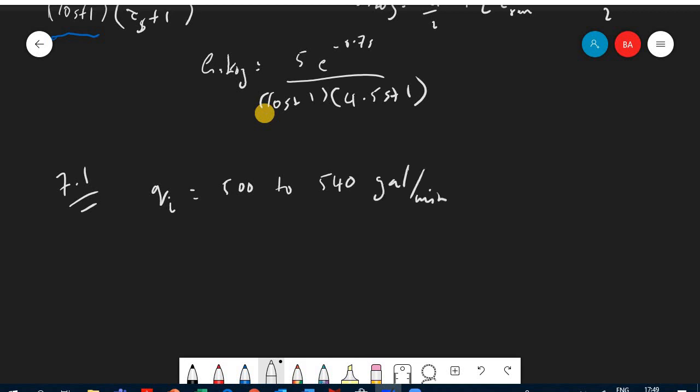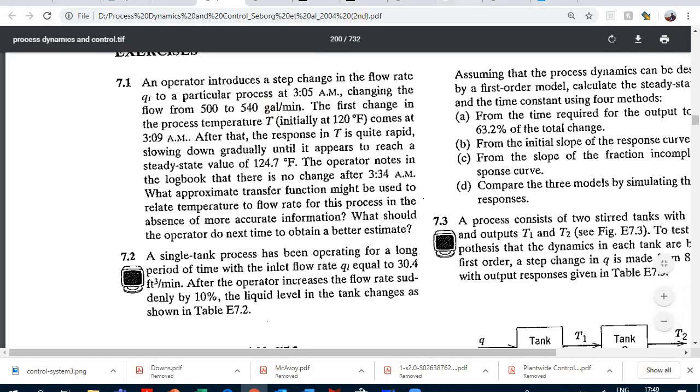Okay, so this is per minute. This is equal to 540 minus 500, so this is my step change, which is equal to 40. If I want that in the S domain, it is 40 over S. I don't know what is required for the problem, I just did it. And that happened at 3:05 a.m.